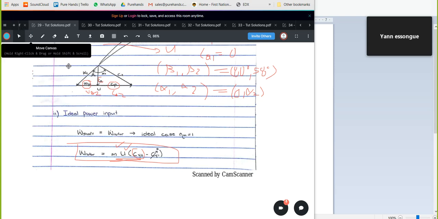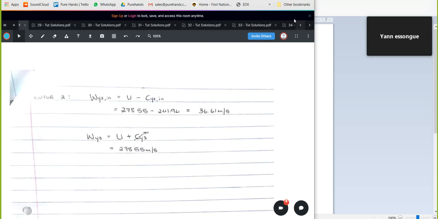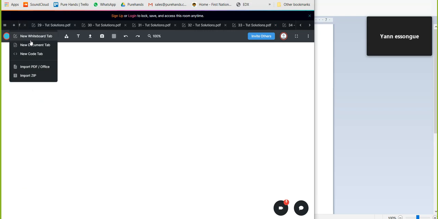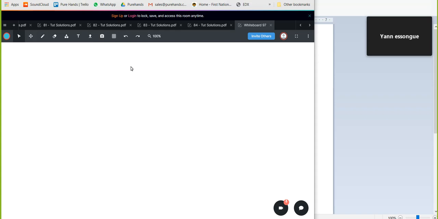Okay, so yeah, we're looking at the centrifugal pump stuff, and we are going to open a whiteboard. So just open up a new whiteboard. What we're going to do is deal with centrifugal pumps, right? And what centrifugal pumps deal with is obviously pumping water.